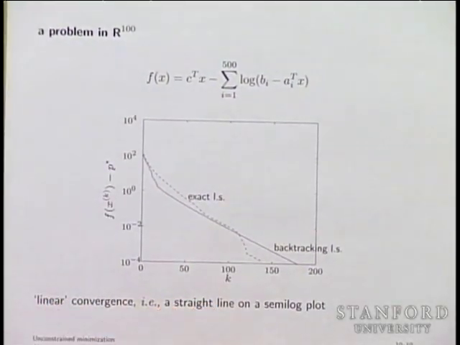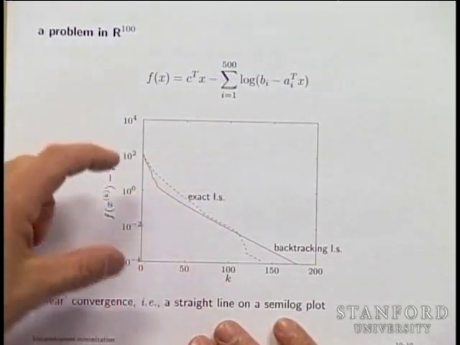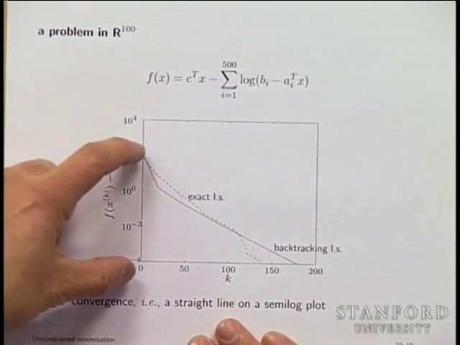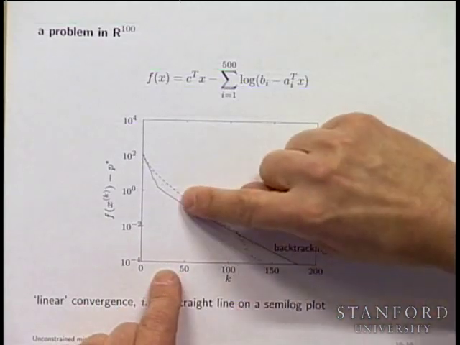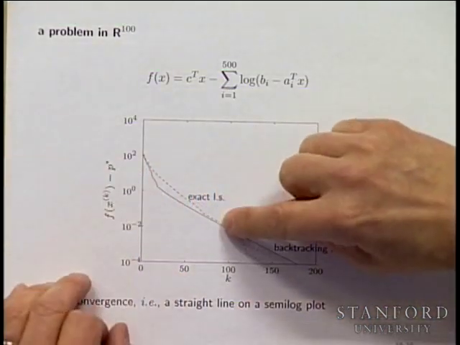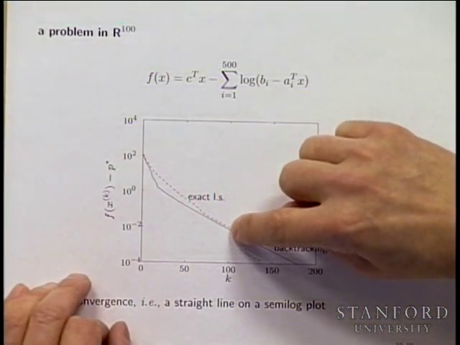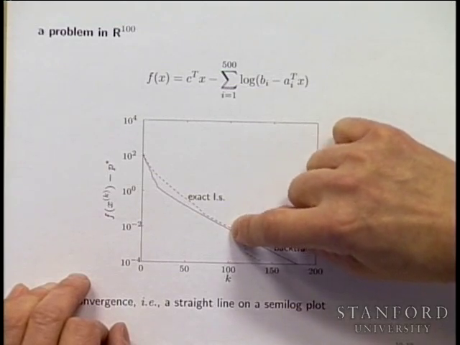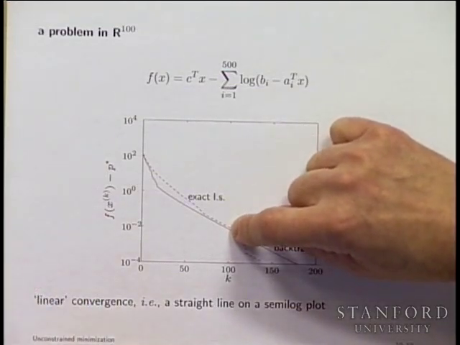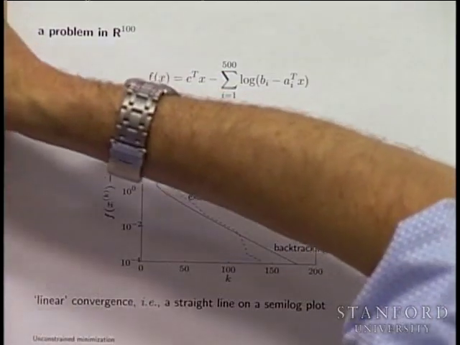And here you can look at it, and there are just a few things that matter here. Actually, the first thing that's interesting is note that up until about, I don't know, 100 iterations, the backtracking line search did better than exact line search. Okay, so that's weird.